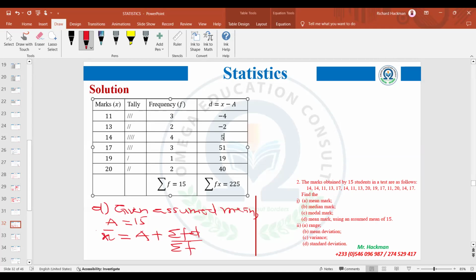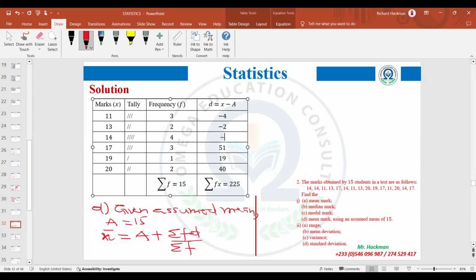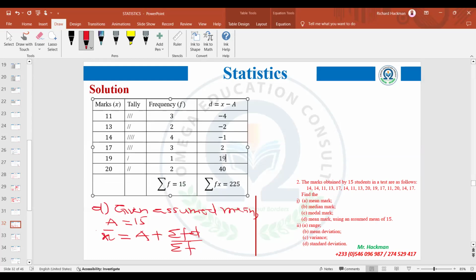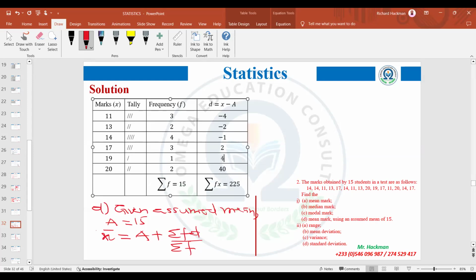Is it clear? Okay, so let's move on. 14 minus 15 will give us minus 1. Then we come to 17 minus 15, which will give us 2. Then 19 minus 15 will give us 4. Then 20 minus 15 will give us 5. Is that clear?